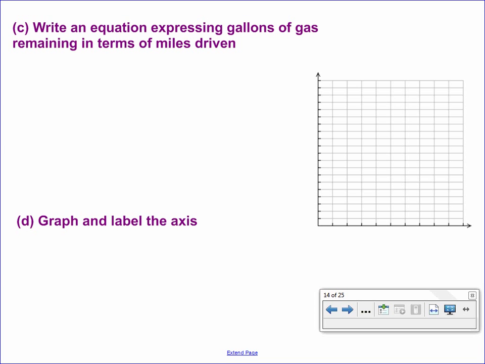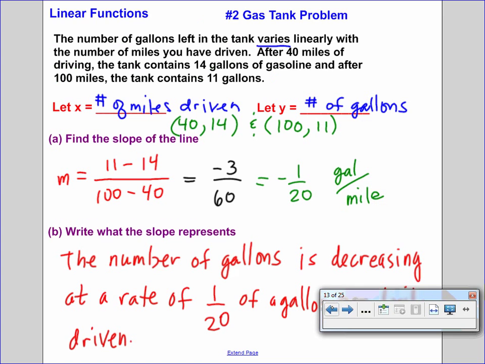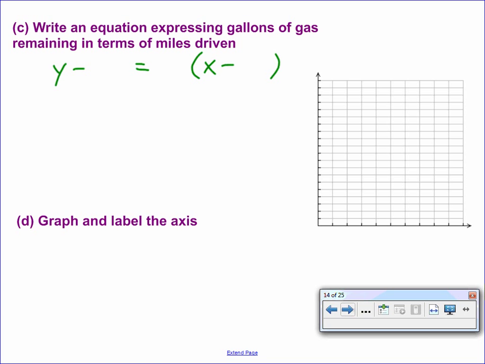So everybody, let's start with our point-slope form. y minus y sub 1 equals m times quantity x minus x sub 1. We've calculated our slope. It's negative 1/20th. And we have a point, 40 comma 14. So y minus 14, x minus 40, and my slope number was negative 1/20.